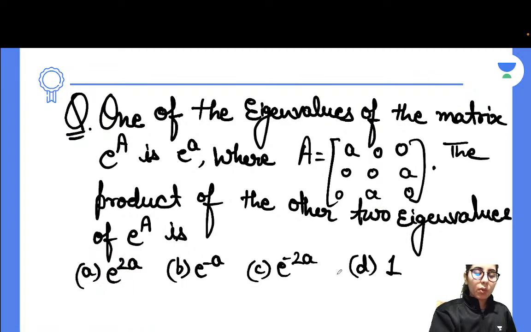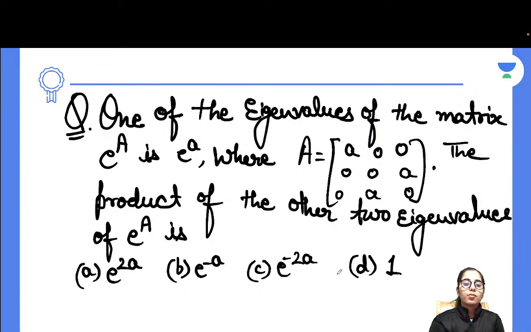Okay, try it now and let me know, guys, what will be the right answer according to you. Otherwise, we are just going to start the discussion soon about it. It is one of the eigenvalues of the matrix, that is e to the power a is e to the power small a. So one eigenvalue is given to you like this for e to the power capital A matrix. But capital A matrix is given to you. So the product of the other two eigenvalues of e to the power capital A matrix will be what?